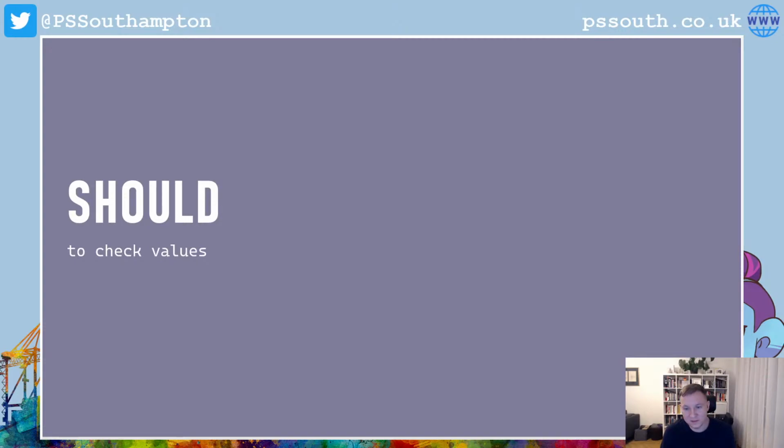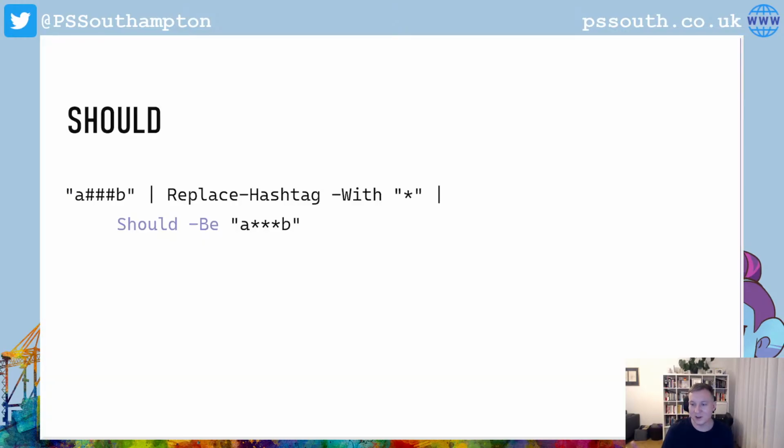The first one is Should. Should is a so-called assertion. It's just a glorified equality check or some other check that will throw an exception when the value on the expected side and the actual side are not the same. So if we look at our example, we have a string which says a###b, and then we run it through some function that we wrote that we are testing, called Replace-Hashtag, and we say replace it with stars. Then if we get an output, we would expect to get A star star star B. And we can write that down as Should -Be and provide the exact string. And now we wrote a single test. The Should in here acts as an assertion, and it doesn't do anything special.